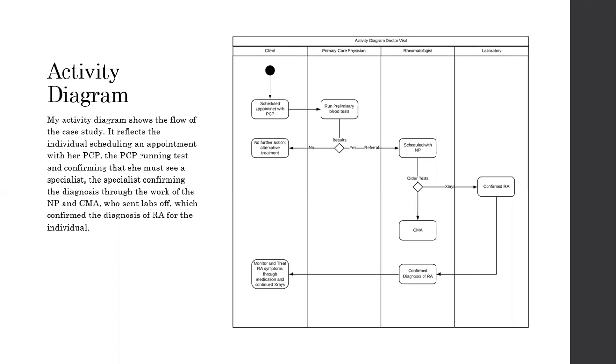And this is my activity diagram. It shows the flow of the case study, which reflects the individual scheduling the appointment, and the primary care physician deciding yes or no if she needs further action taken, and what was done. He sent the referral to the nurse practitioner or the specialist, who ordered more tests and sent x-rays to the laboratory that confirmed the RA. We also have the CMA, the medical assistant, who ordered tests as well and sent them to the laboratory. Then the flow comes back to the client, Joy, who has to monitor and treat RA symptoms through medication and continued x-rays.